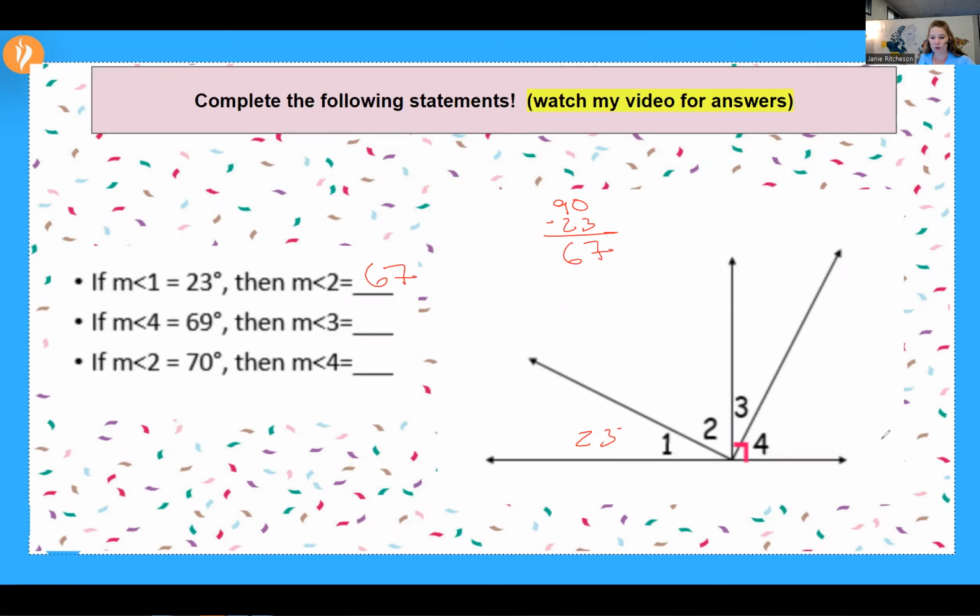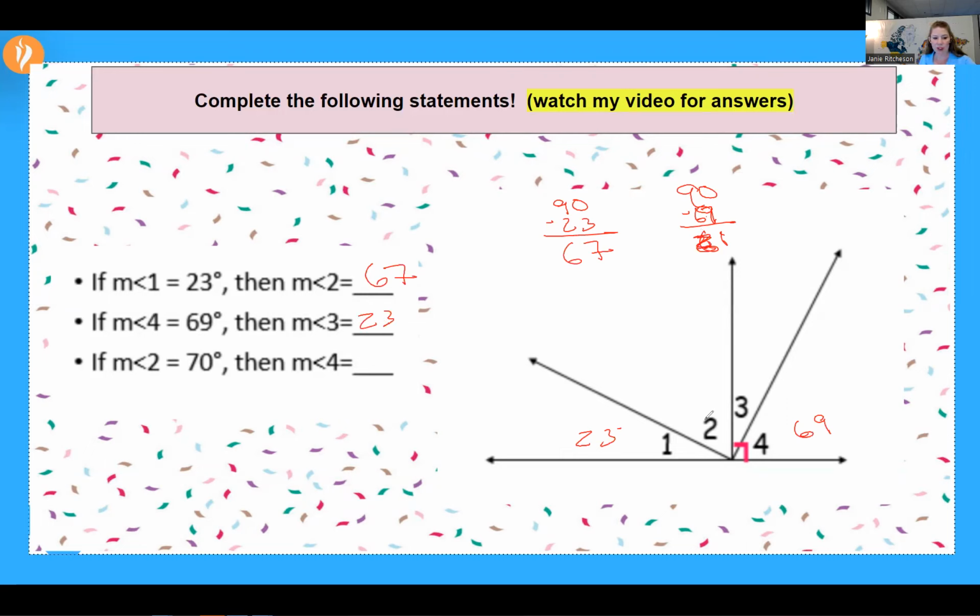All right, angle 4 is 69. What is the measure of angle 3? Well, once again, these are complementary. So 90 minus 69 would be 21 degrees. Sorry, I told you I can't do simple math.